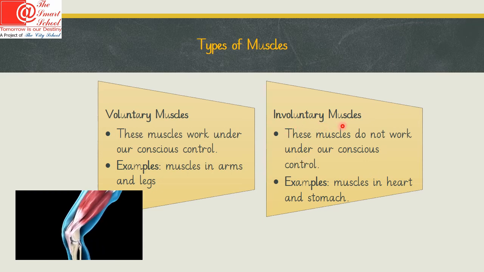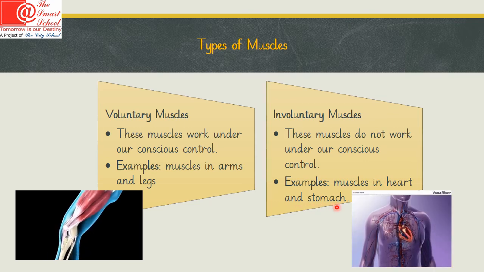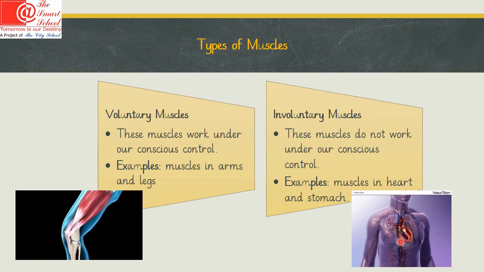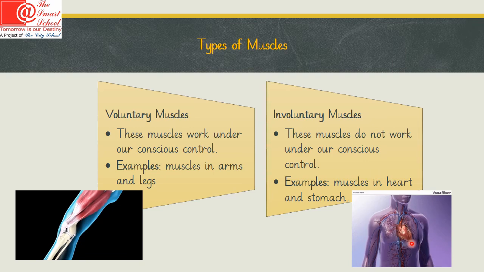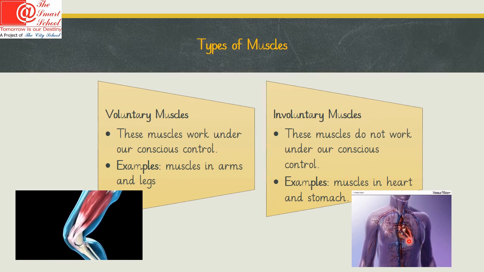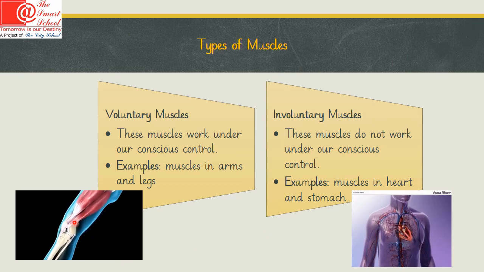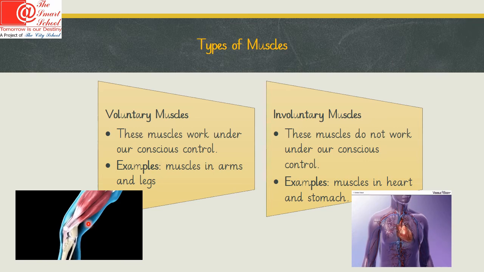Involuntary muscles are those which are not under your conscious control. You cannot control the movement of these muscles. These are muscles in heart and stomach. You can see the pumping of the heart muscles here. They are not in the direct control of the human body. We cannot stop their movement, just as we can stop the movement of the muscles present in the legs.